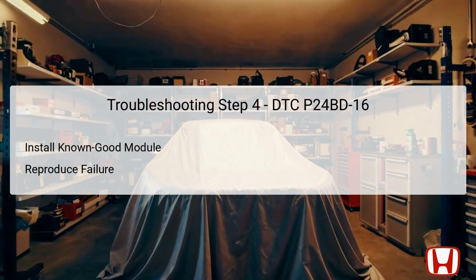In this step, replace the potentially faulty EVAP leak check module with a known good component to confirm its functionality. Given that there isn't a direct testing method for the EVAP leak check module, using a known good part allows the technician to replicate the scenario without bias.